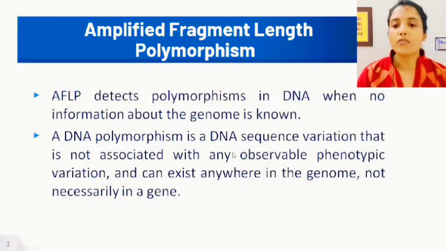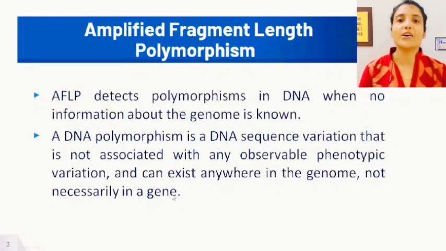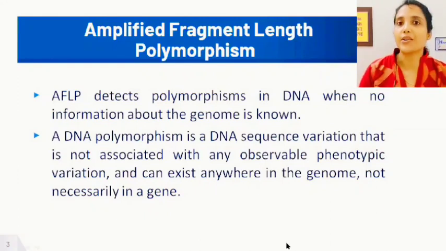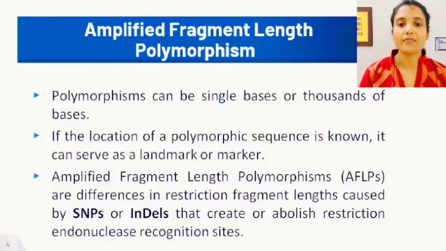So a DNA polymorphism is a DNA sequence variation that is not associated with any observable phenotypic variation and can exist anywhere in the genome, not necessarily in a gene. So basically, we're going to check for or understand where the polymorphisms have occurred. Now, what are polymorphisms? They're observable phenotypic variations. Phenotypic means something that you can see in the physical nature of an organism. Okay. So now I'll be telling you what could be the types of polymorphisms.